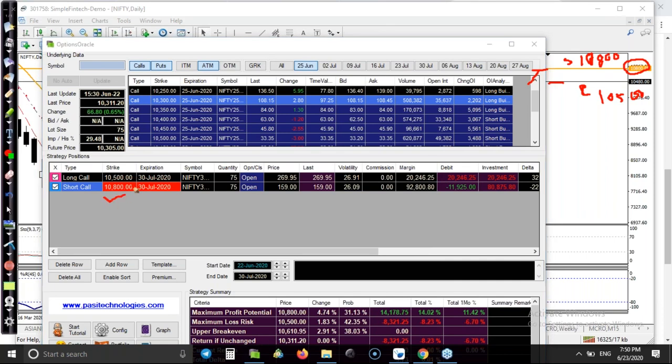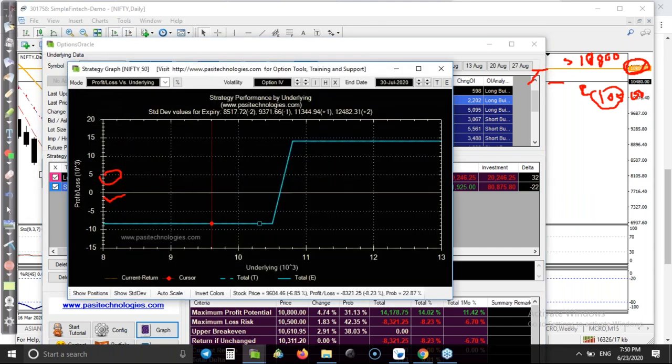This 10,800 strike price we sold, which is where we are expecting the price will go, and we bought the 10,500 call option. Now see how it looks. Okay, now the graph is showing like that. Have you seen? Now when hedged, it's showing like this.